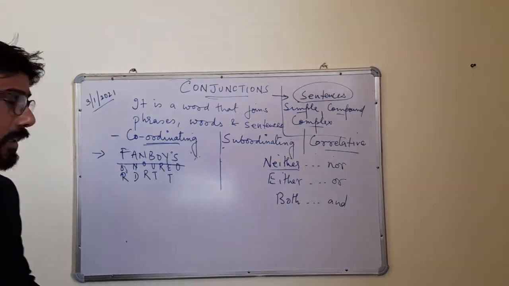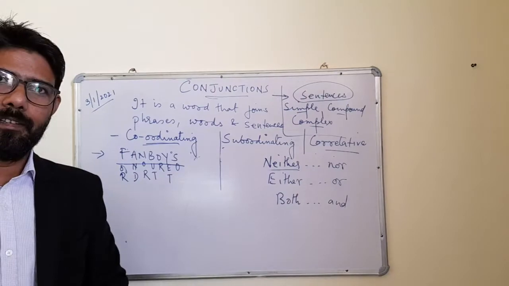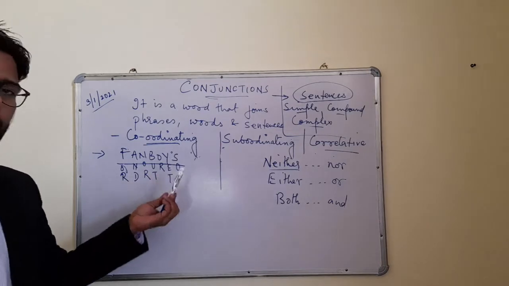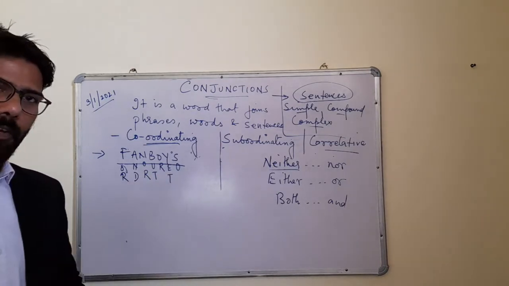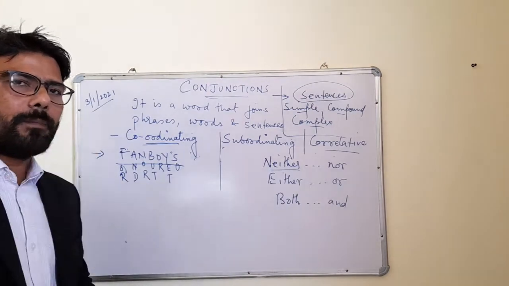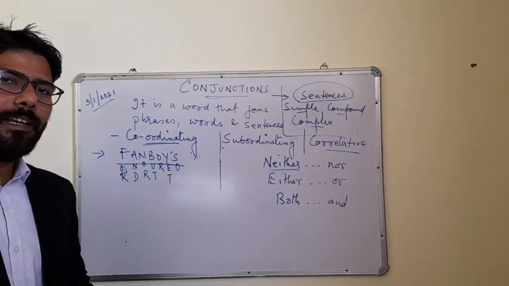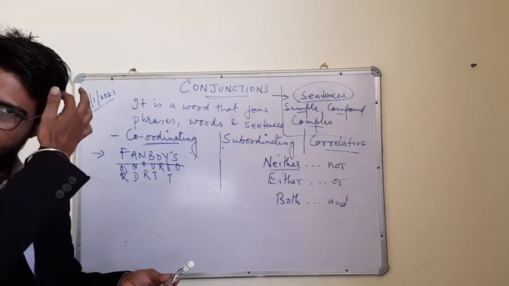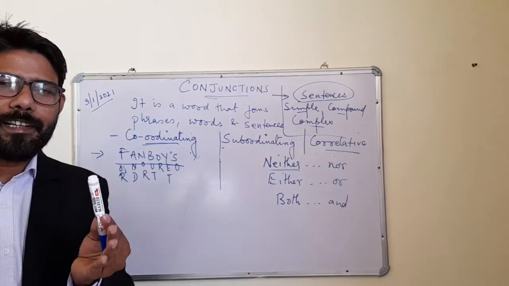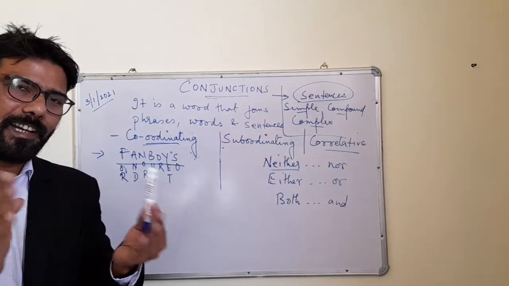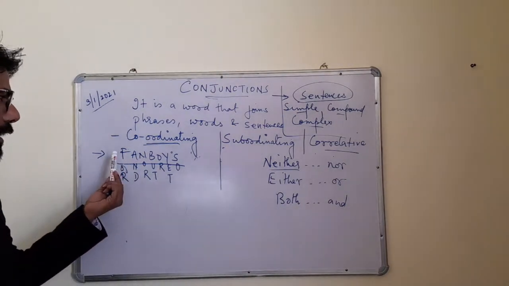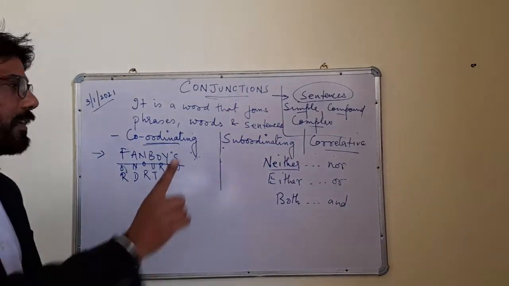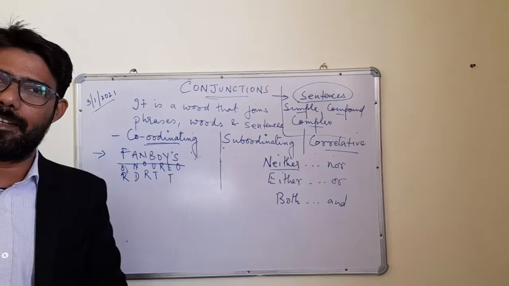But children, don't get confined only to FANBOYS. Yes, of course, it is one of the ways to identify a coordinating conjunction. But always remember one simple concept that works: if you are able to identify the conjunction, then you just need to check whether both the sentences are independent or not. If both the sentences are independent, even if the word does not come from FANBOYS, that could also be a coordinating conjunction. That is the reason why I taught you the difference between coordinating and subordinating conjunctions.